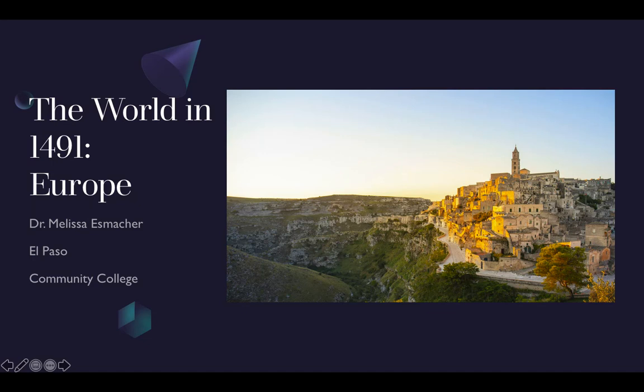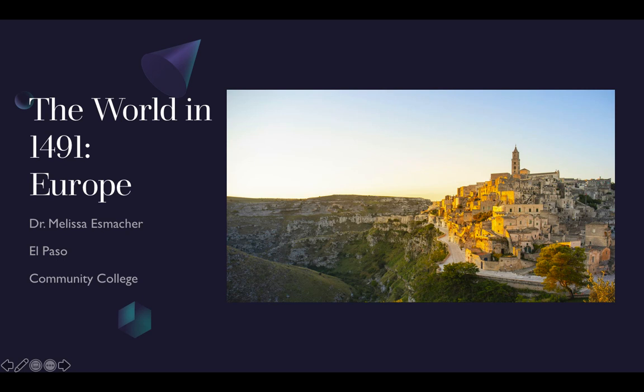Well, if we're going to understand the impact of that contact, we actually have to rewind and understand where the different parts of the world were, what was happening in different areas of the world before the point of contact in 1492. So today we're going to focus on what's going on in Europe because Europe is going to be the continent that takes the lead in conquering and colonizing the Americas.